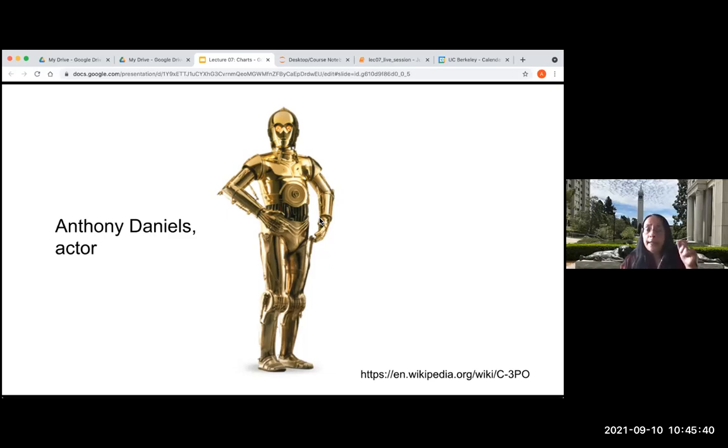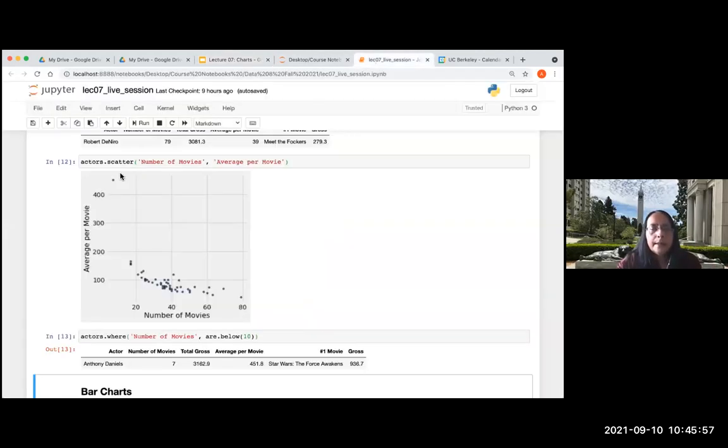So this actor appeared in the Star Wars franchise. Right? Now, every one of those was a blockbuster. So on average, the actor's movies made a ton of money. And that is why they are right here. They appeared in only 7 movies, but on average, those movies grossed, I don't know, what is it, 460 million or 450 million.